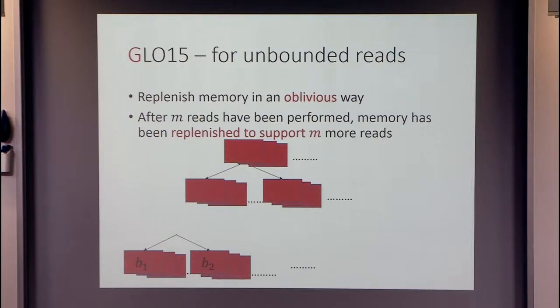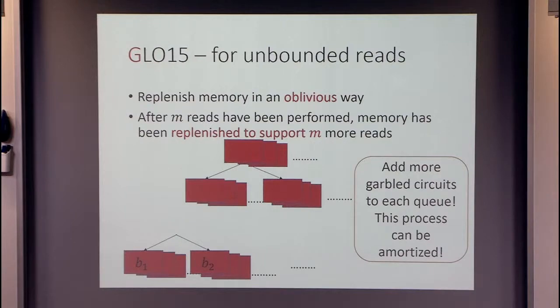So I have these queues for the root and so on. I'll keep adding garbled circuits to each of these queues. And at each step, the number of garbled circuits that I'll send with each garbled circuit will be proportional to the number of reads that specific garbled circuit makes. So working overhead. Yes, yes. And then there is a queue in the middle which ensures that the obliviousness is preserved.